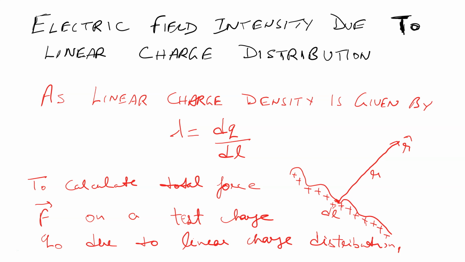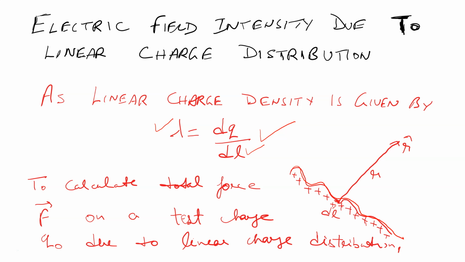Now, the concept of linear charge distribution has already been discussed by me in one of the previous video lectures. So, linear charge density is given by lambda equals dq by dl. Lambda is known as linear charge density. dq means a very small amount of charge placed on a very small line element. Like we can see here, this is a line lengthwise.